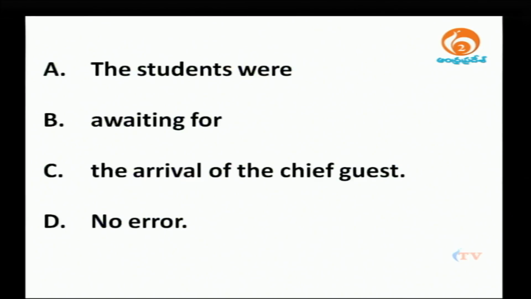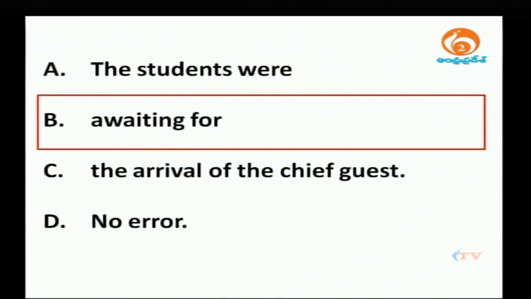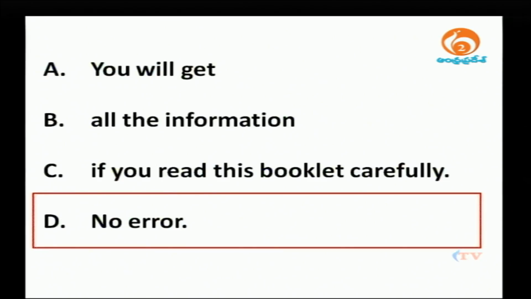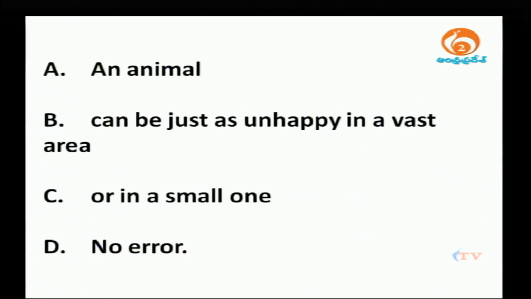The students were waiting for the arrival of the chief guest. The students were awaiting for the arrival of the chief guest. It should be the students were waiting for the arrival of the chief guest. Okay, next, you will get all the information if you read this booklet carefully. No error because it's an accurate sentence. Next, an animal can be just as unhappy in a vast area or in a small one.